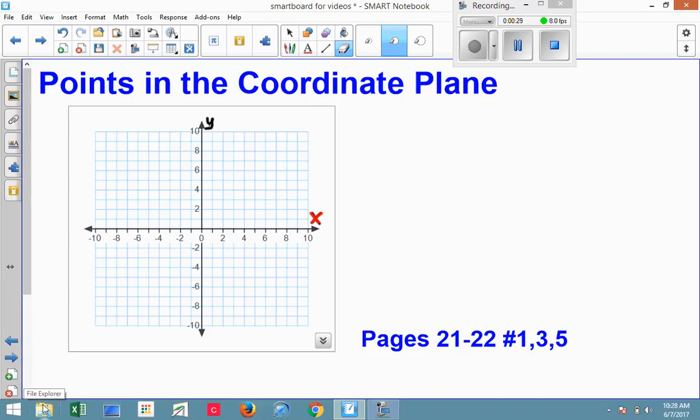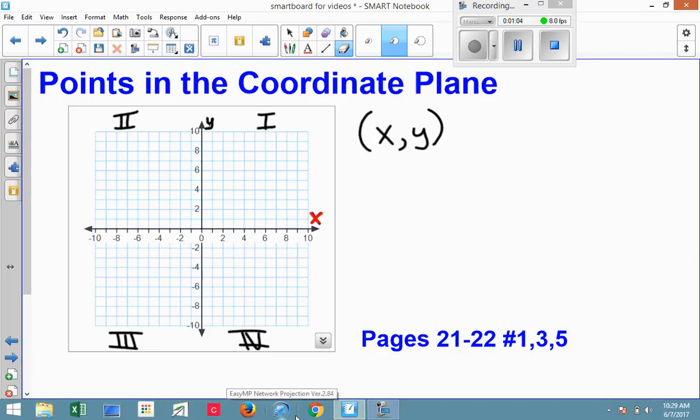Also, if you recall, we have 4 quadrants on a coordinate plane. We have the first quadrant, quadrant 1, then we have quadrant 2, and we have quadrant 3, and lastly we have quadrant 4. Those are our 4 quadrants in the coordinate plane. Now, coordinate points. If you recall, when we write a coordinate point, the first part is the x part, and the second part is the y.